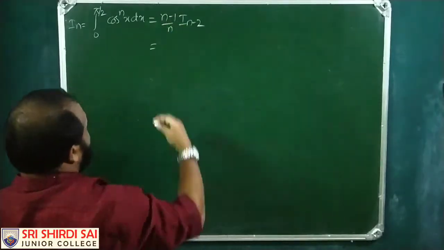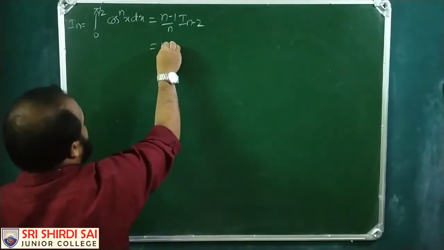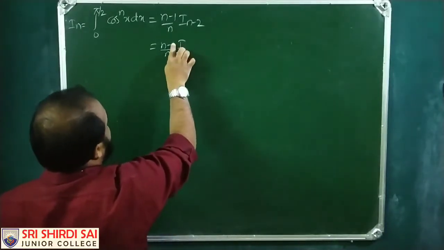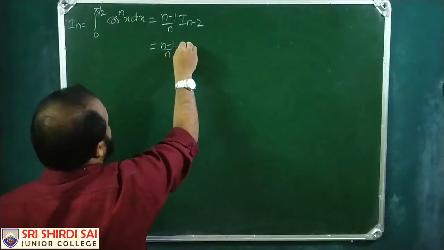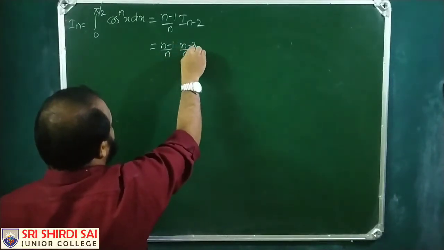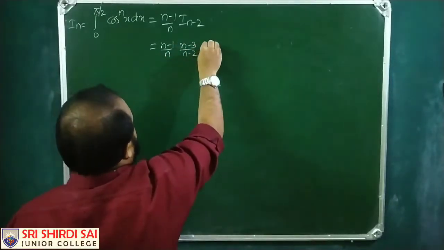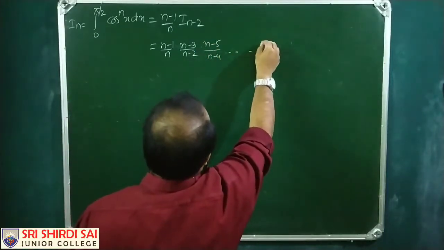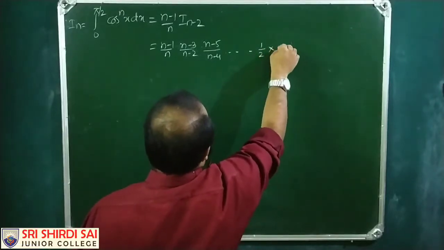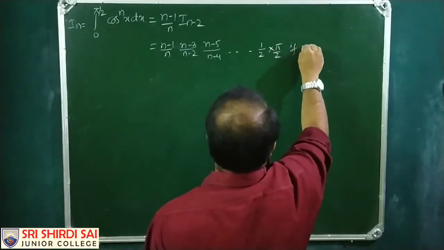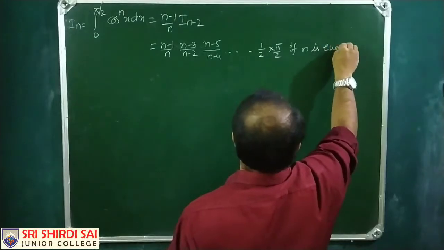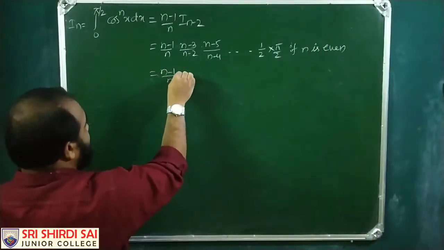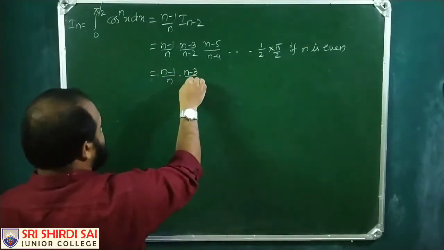So on successive reduction we are getting (n minus 1) by n, into (n minus 3) by (n minus 2), into (n minus 5) by (n minus 4), etc., into 1 by 2 into pi by 2 if n is even, and the same is equal to (n minus 1) by n into (n minus 3) by (n minus 2), and so on, if n is odd.